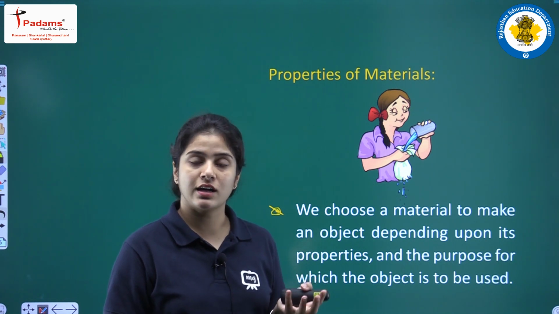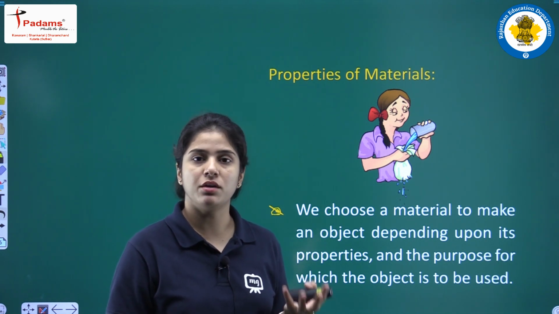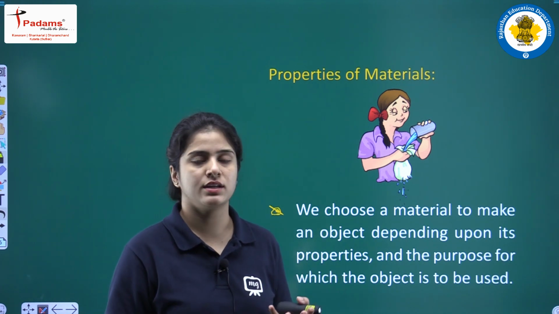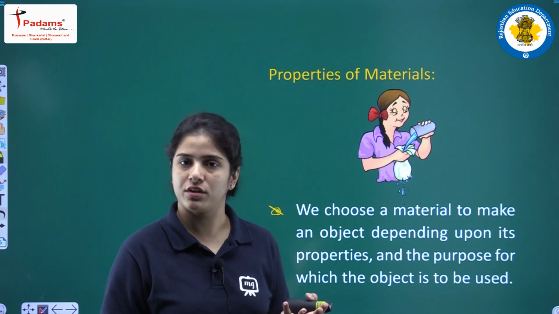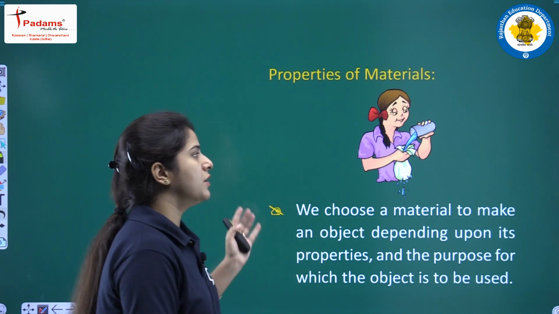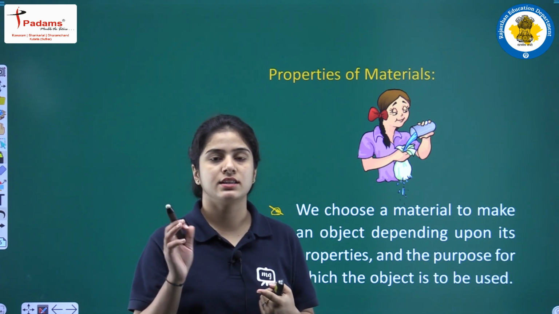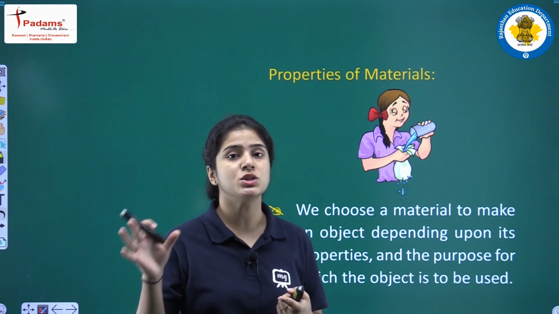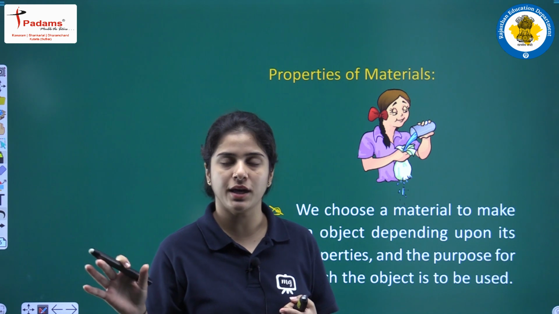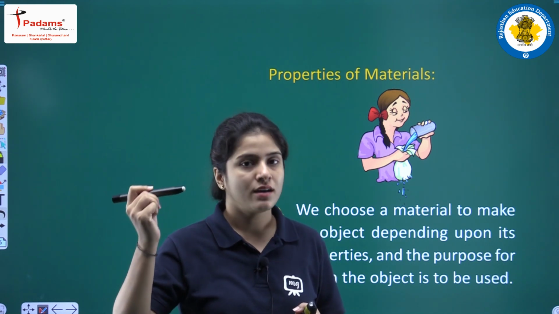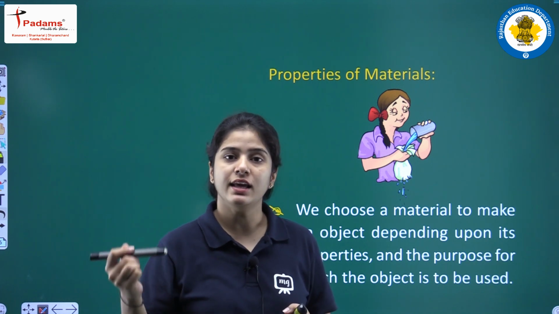No. A cloth can't be used for making a tumbler because it has no capacity to store the water, to hold the water. It can't stop the flow of water. Alright students, so when you are making any object, just think in your mind whether the property of the material suits the purpose of the object. The property of the material should suit the purpose for making any object.